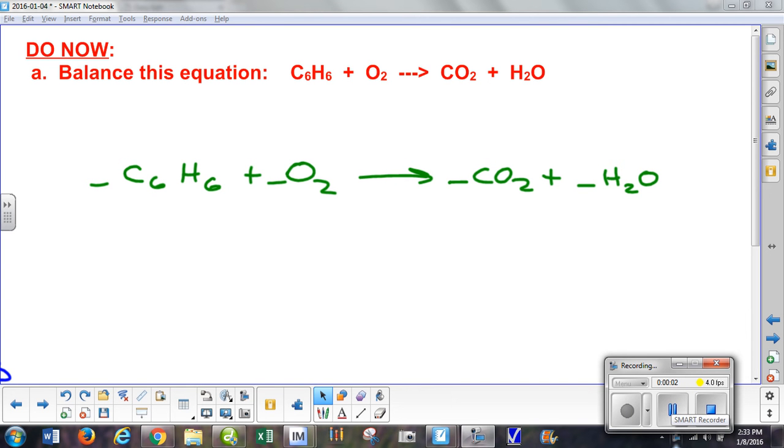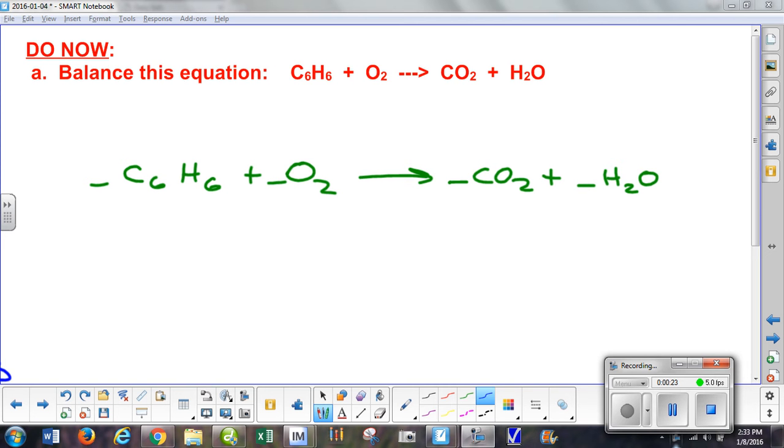In the Do Now today, we had a problem that has a challenge. And the challenge is going to be obvious as soon as we do just a little bit with the balancing. So I'm going to balance this equation exactly the way I would if I had never seen it before and I didn't know what I know now.